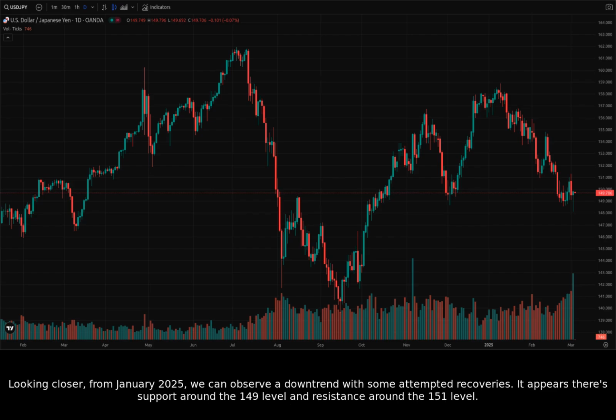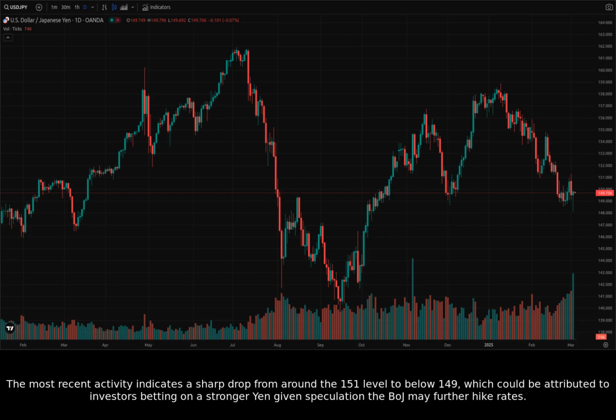Looking closer, from January 2025, we can observe a downtrend with some attempted recoveries. It appears there's support around the 149 level and resistance around the 151 level. The most recent activity indicates a sharp drop from around the 151 level to below 149, which could be attributed to investors betting on a stronger yen given speculation the BoJ may further hike rates.